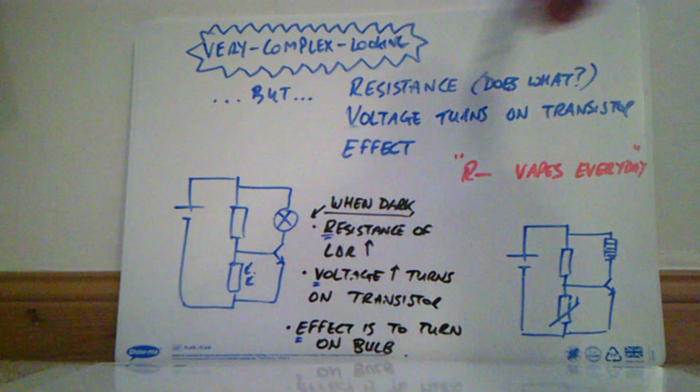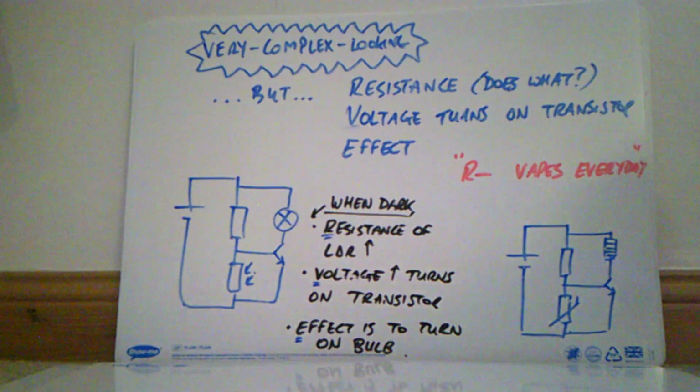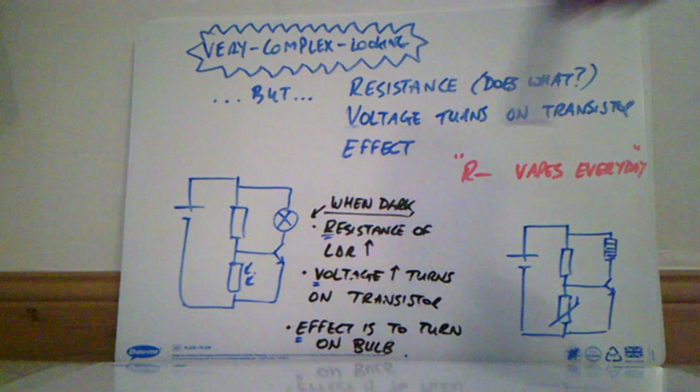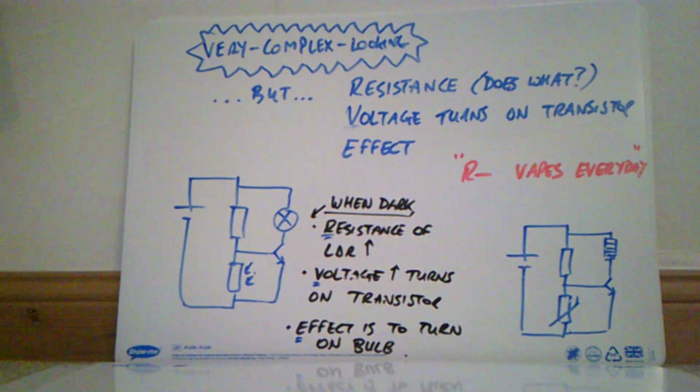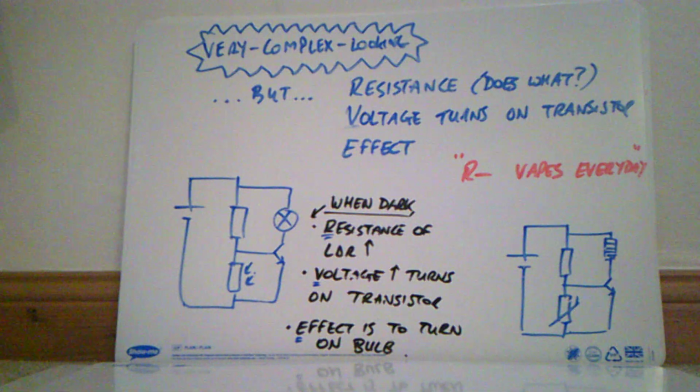V: talk about the voltage. Well, the voltage is going to go up, going to increase, and this voltage increase is going to turn on the transistor. And E for effect: that transistor is going to allow current through something. RVE. Maybe you want to remember it as somebody's name beginning with R, vapes every day.